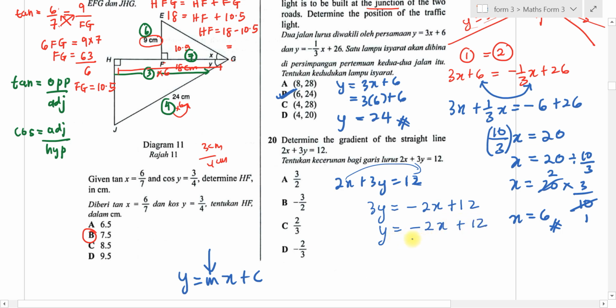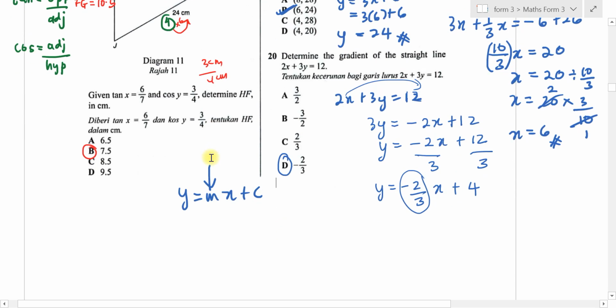When you divide by 3, you can put 3 over everything together like this. One thing, another way is you can separate them also. It's the same thing. So y equals negative 2 over 3x plus 4. 12 over 3 is 4. So look at what is next to x, that is the gradient. So negative 2 over 3. So the answer is D. Okay, you just compare. So your gradient is negative 2 over 3.